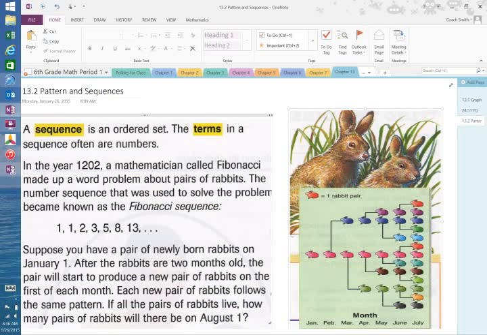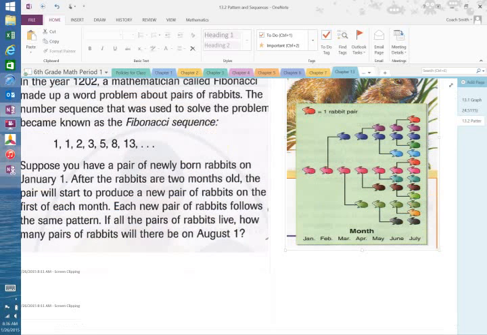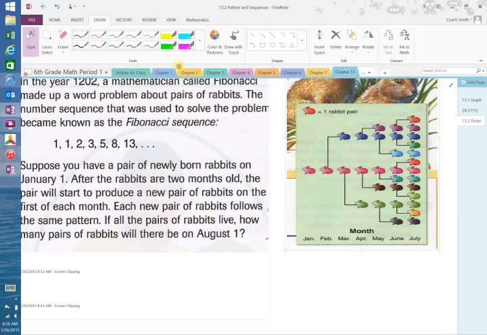Now what's the pattern of those numbers? Let me write them down for us so we can look at them. So we have 1, 1, 2, 3, 5, 8, 13. What's the pattern? Anybody know? Well, look at it. Try to figure it out. What did we do to go from 1 to 1?